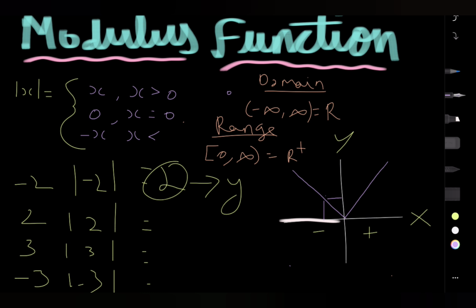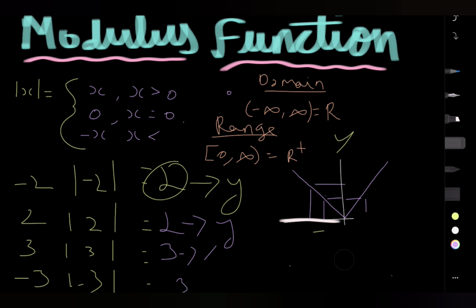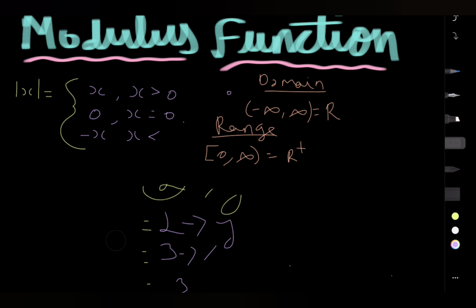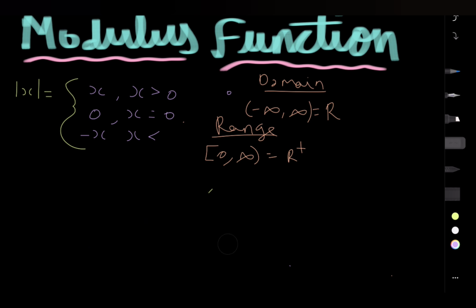Are you getting it? Next, if I am taking 2, it will be 2 only and it is y. If I am taking 3, it will be 3 and this is y. And if I am taking minus 3 somewhere here, I am getting 3 as y, like this. So this will be a concept clearance of your modulus graph. Yes, this is the modulus function. We will see some of the properties of the modulus function which are very important in solving questions.